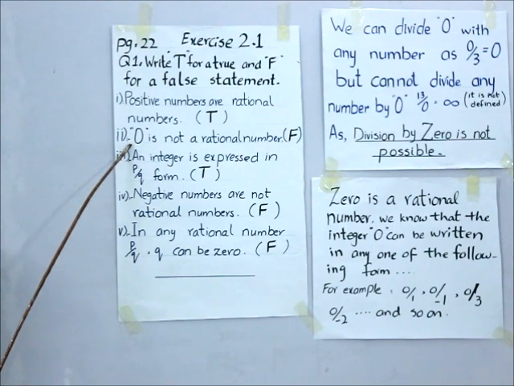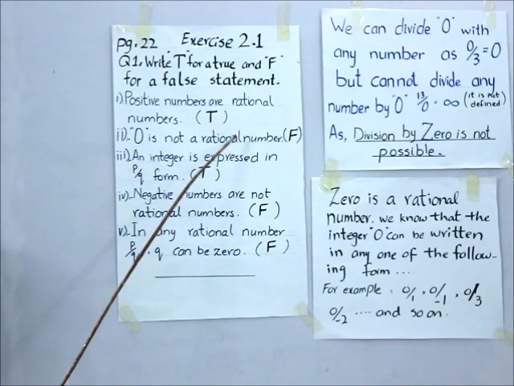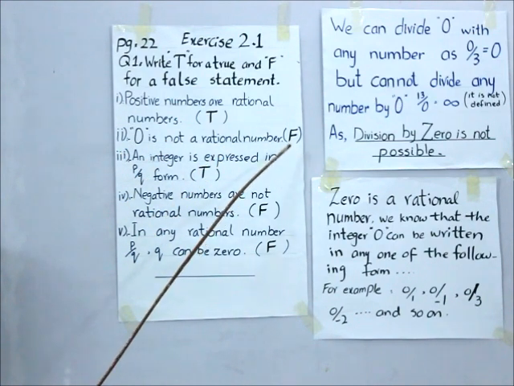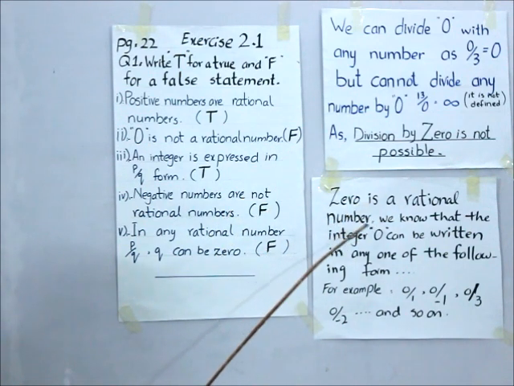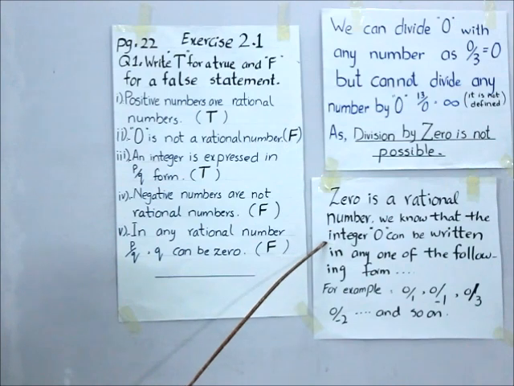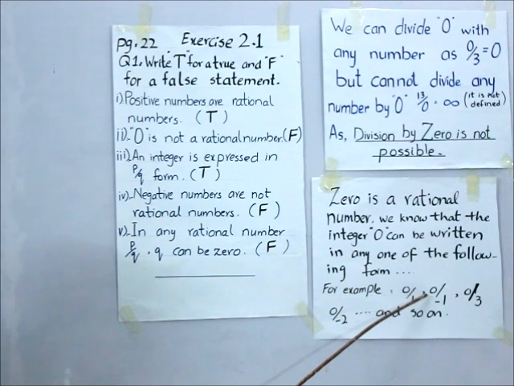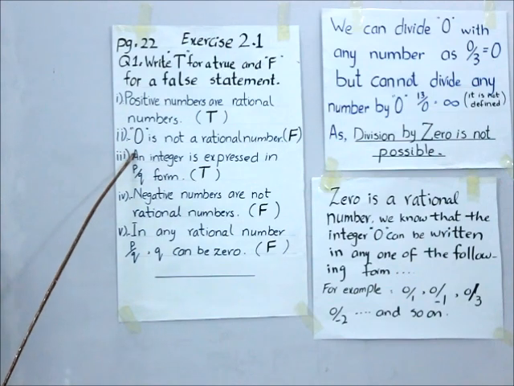Number 2. 0 is not a rational number. This statement is false. Why? Look here. 0 is a rational number. We know that the integer 0 can be written in any one of the following forms, for example, 0 by 1, 0 by minus 1, 0 by 3, 0 by minus 2 and so on. So this statement is false.